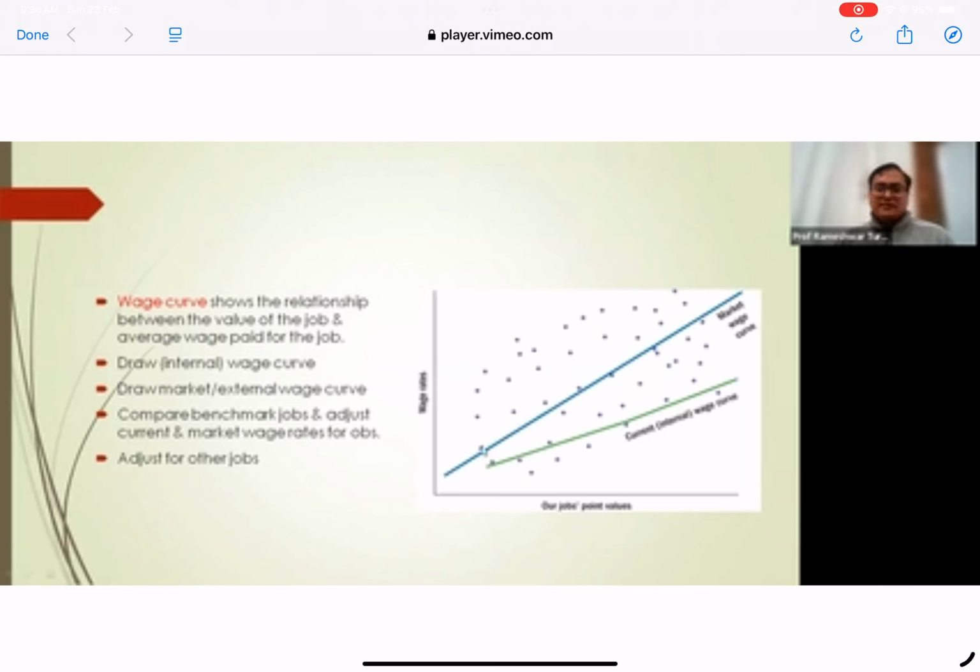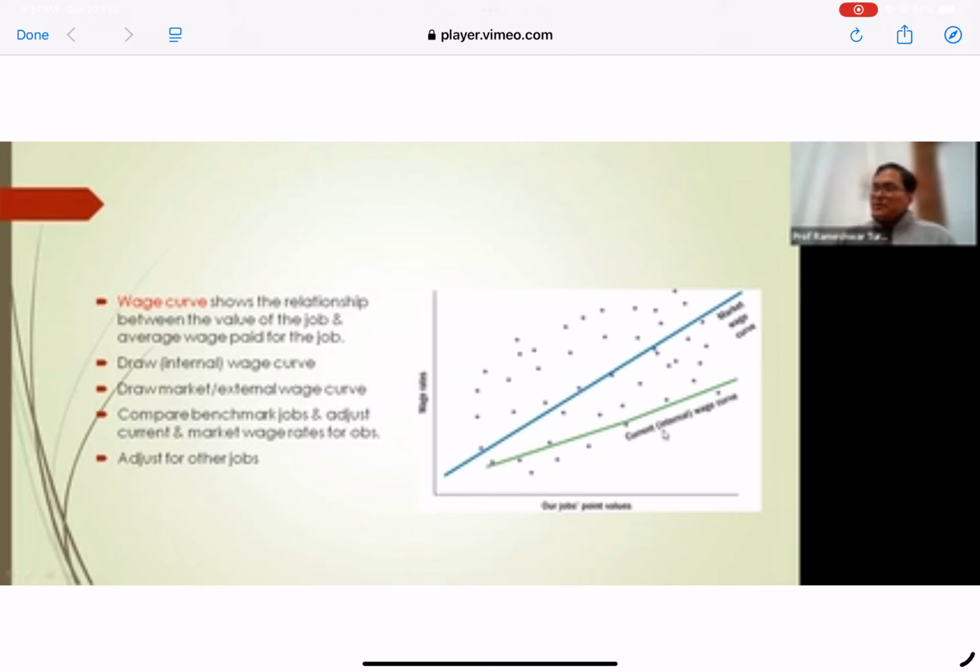Can you see my cursor? Yes, sir. This is a market wage curve. This data is not with you. You purchase it from others, your company purchases it. But this data is with you. If you do job evaluation, for different jobs you have the job points. Suppose here is 10 points. If this is 10 points, what is the market rate? You will get this data from here. Suppose this is 75 points. For 75 points, what is the market rate? And then you look at how much you are giving.